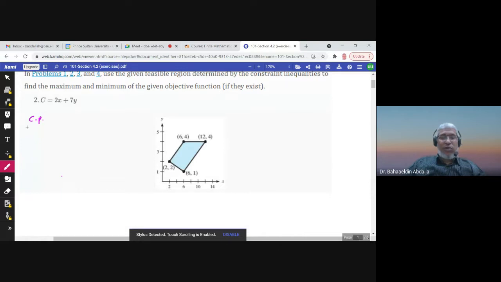So these are the corner points. I have 2, 2, 6, 4, 12, 4, and 6, 1.